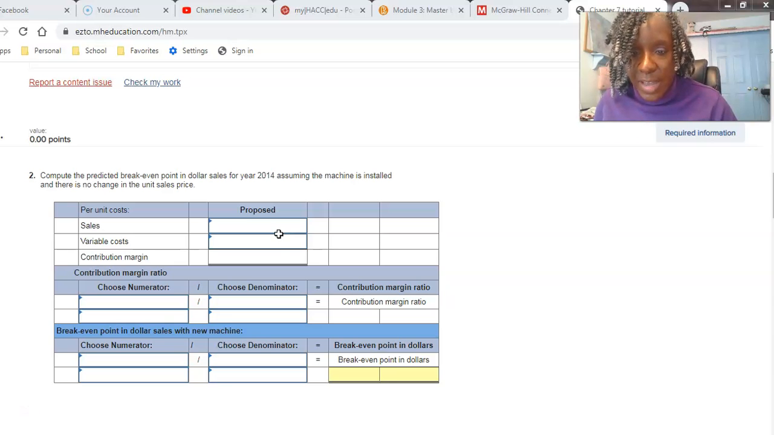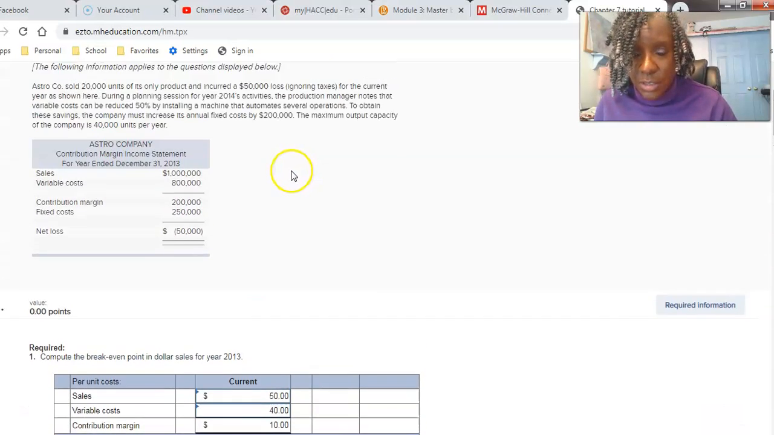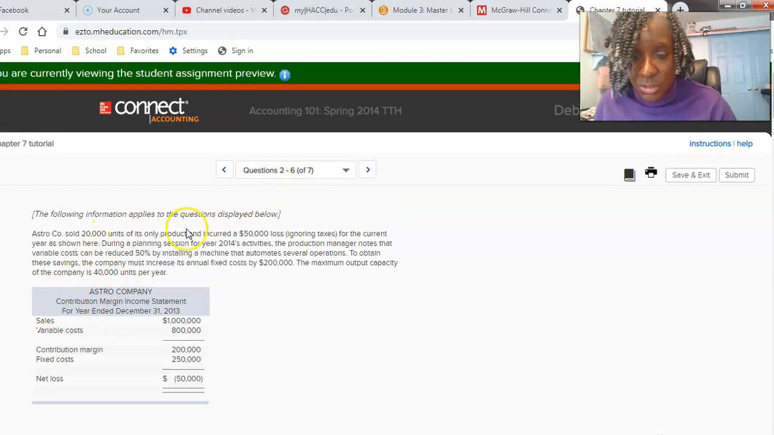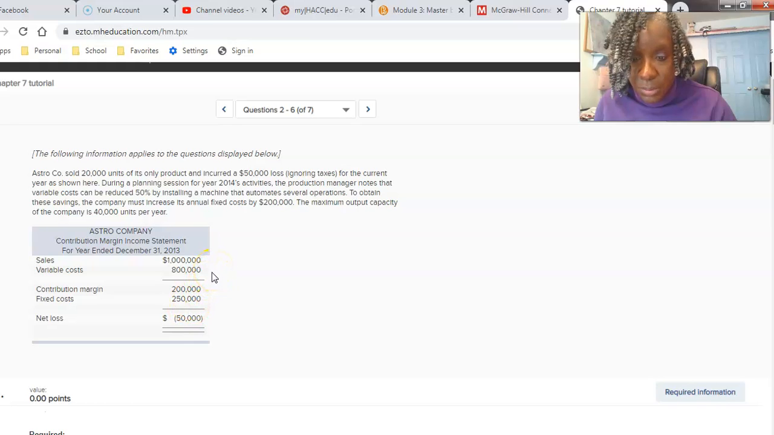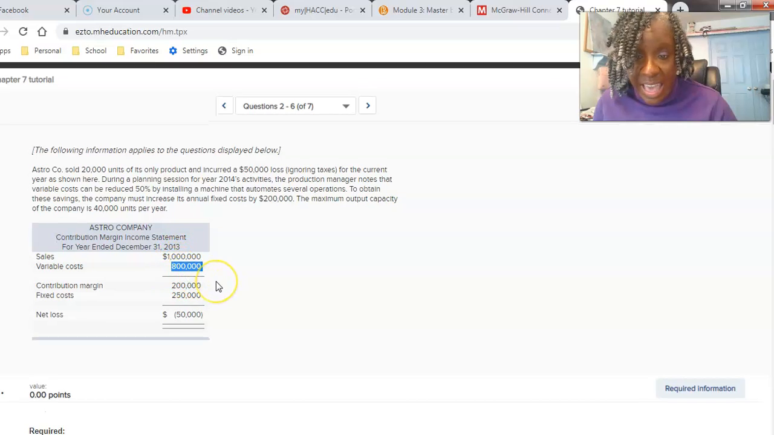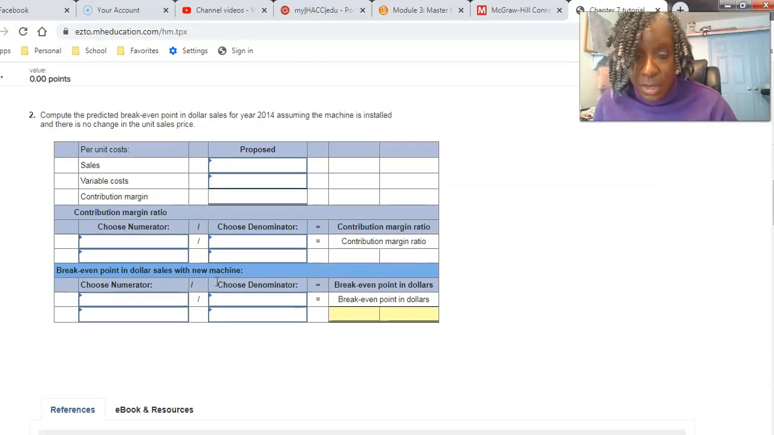Now, we have to go back and take a look at the instructions here. It tells us 20,000 units of the only product and incurred a $50,000 loss. Also, they want to reduce their variable cost by 50%. So in order to complete this particular problem, we have to reduce this number or split it in half, because they're proposing that this change would reduce their variable cost in half. So we're going to be working with a $400,000 number. We already know what our sales price is, and that's $50.